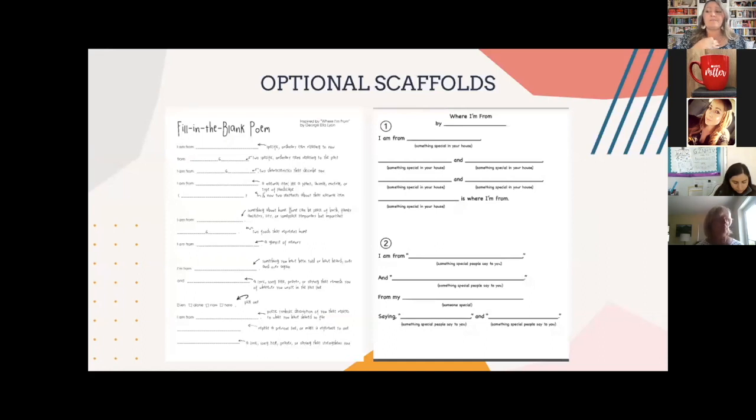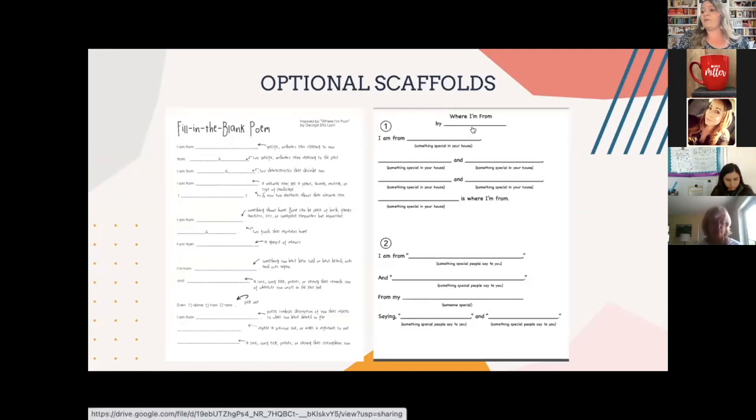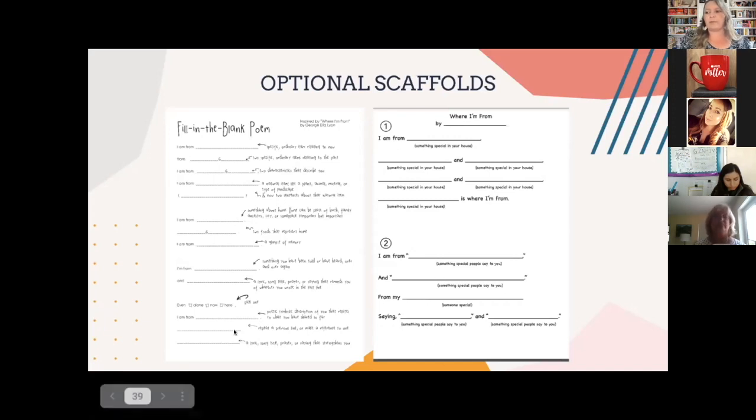Now, there, of course, are scaffolds that you could use for this poem, and I've linked here two templates. One is for lower grades, primary grades, and one is for upper grades. And if we had a 2-hour training, I would absolutely have us write these because I just think that would be so powerful. Unfortunately, we don't, but I really would encourage you going back to those 7 guidelines.